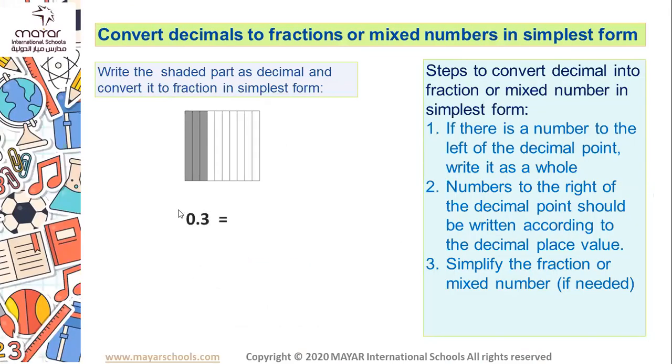So 3 tenths, if I want to write it as a fraction, the first step is the denominator will be what, Abdullah? 10. Amazing. And the numerator? 3. Is it clear, guys?